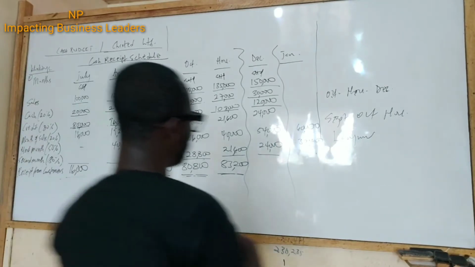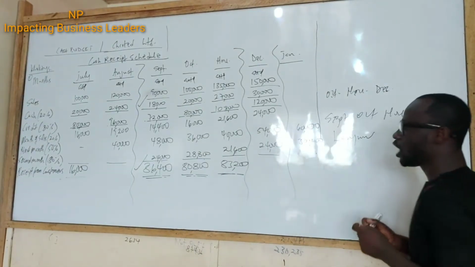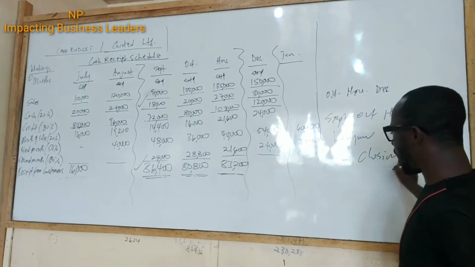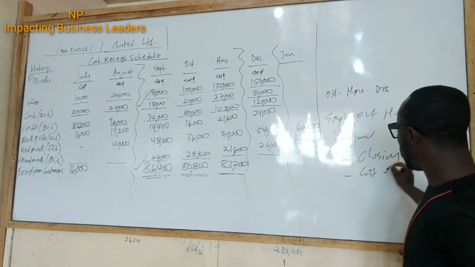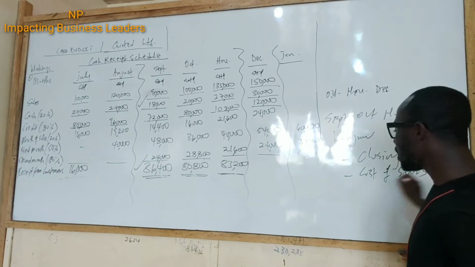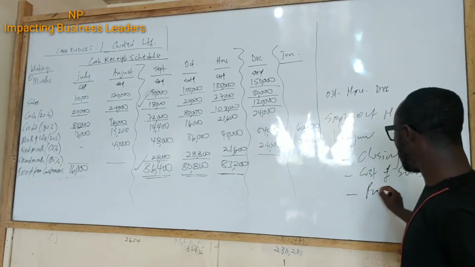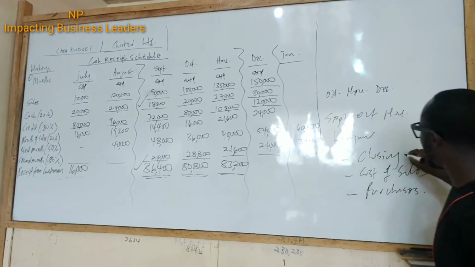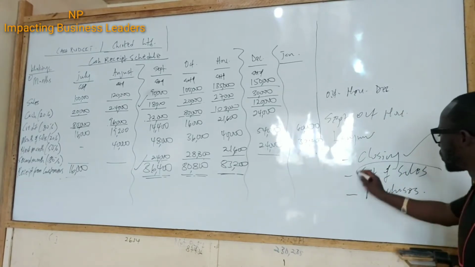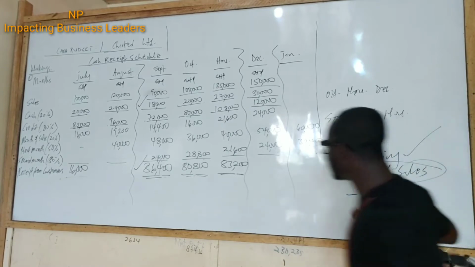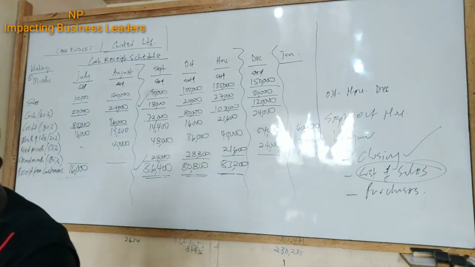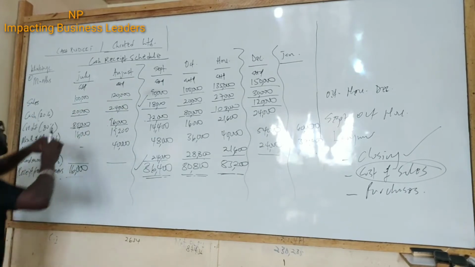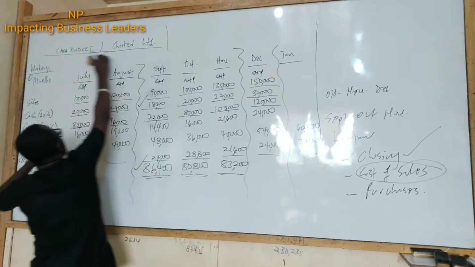Then it says the company has the policy to pay for purchases in the month following purchases. Good. A lot is put into that question. So let me decode it. One, we are supposed to get our closing stock from there. Two, we need to know about the cost of sales. Three, we need to know about the purchases figure. Very important. Before we calculate the closing stock, we must know the cost of sales, and it says cost of sales is 75% of the month's sales.